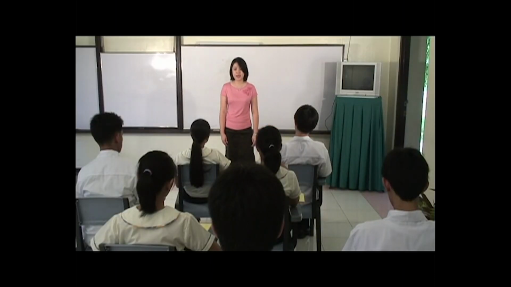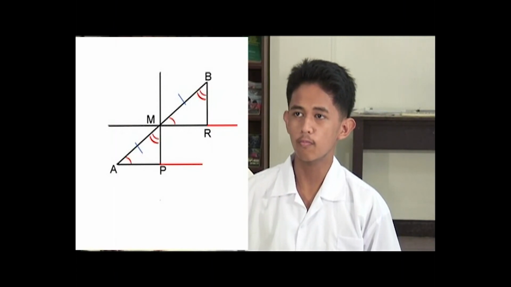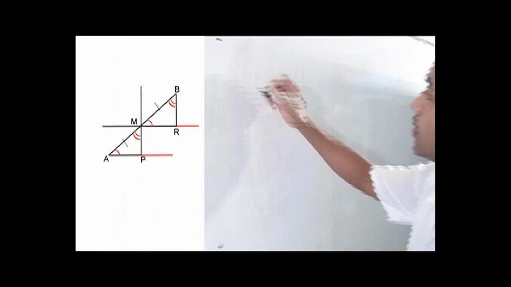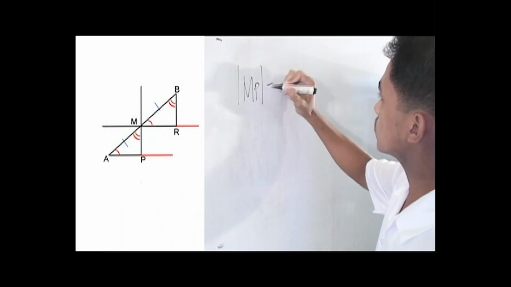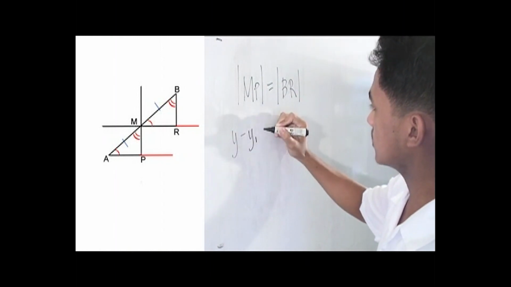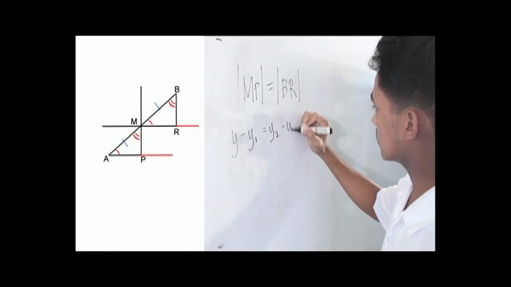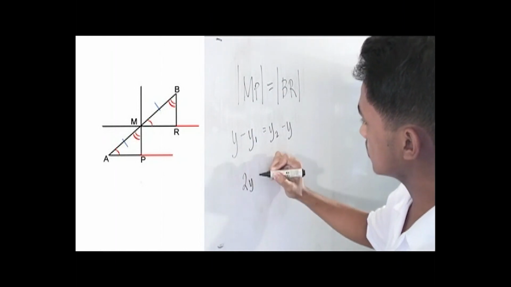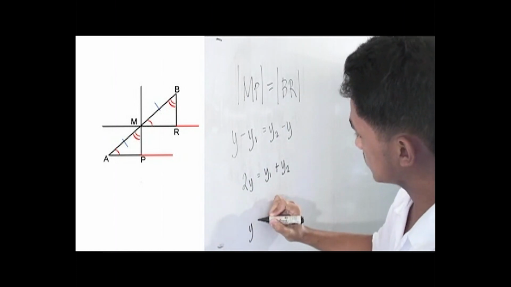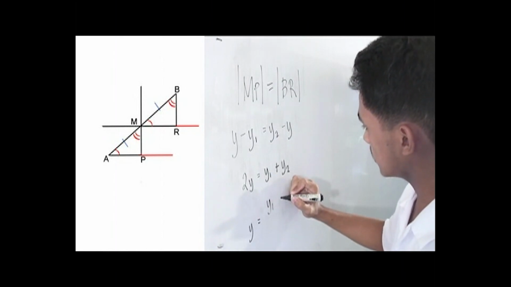How about the value of y? I think we can use the other pair of congruent sides, MP and BR. Would you like to show how to solve for the value of y? Okay, I'll do it. The absolute value of MP is equal to the absolute value of BR. So y minus y sub 1 is equal to y sub 2 minus y. Then 2y is equal to y sub 1 plus y sub 2. Y is the average of the values of y sub 1 and y sub 2.